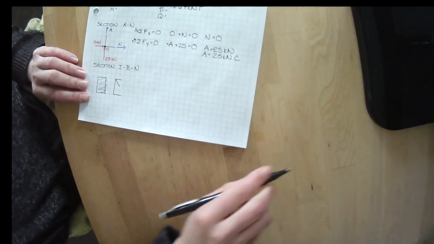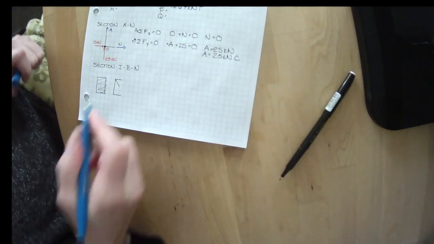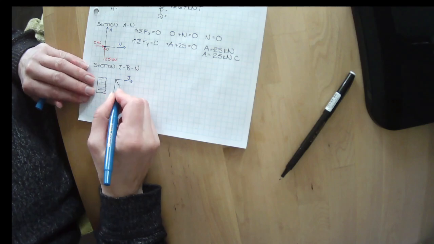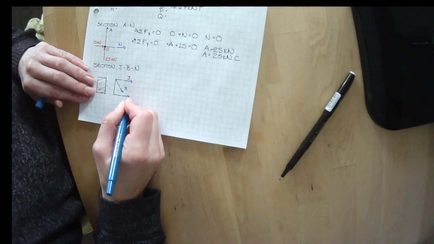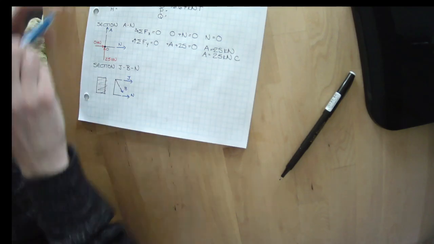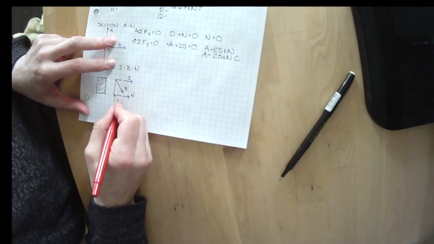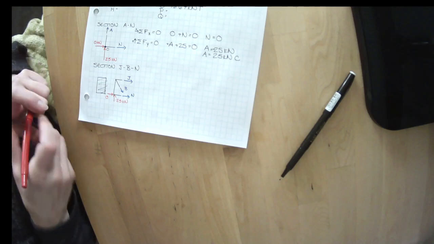We're going to cut through J, B, and N. So we have J, B, and N. And we know we have 25 kilonewtons here and 0 kilonewtons here.